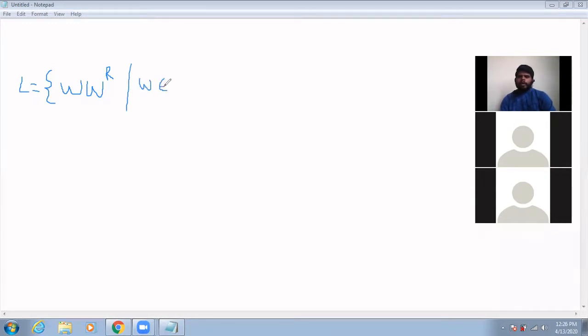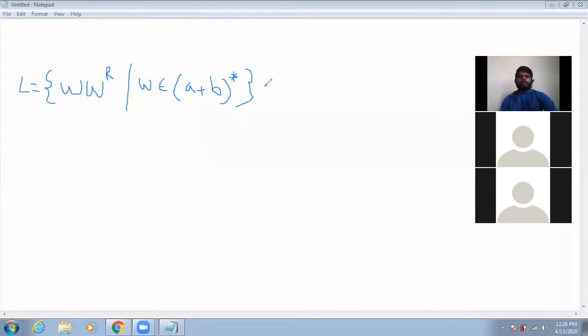you can take any (0 plus 1) whole star, or you can take (A plus B) also, no problem. So W is a combination of (A plus B) whole star. If you want, you can take (0 plus 1) also. That's not an issue. You can take whatever symbols. W power R, where W belongs to (A plus B) whole star.